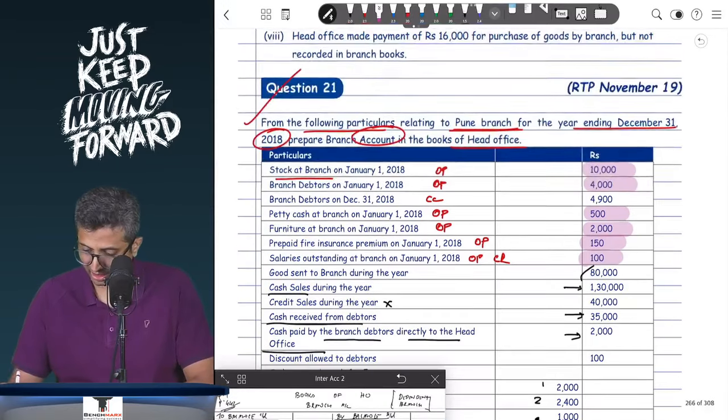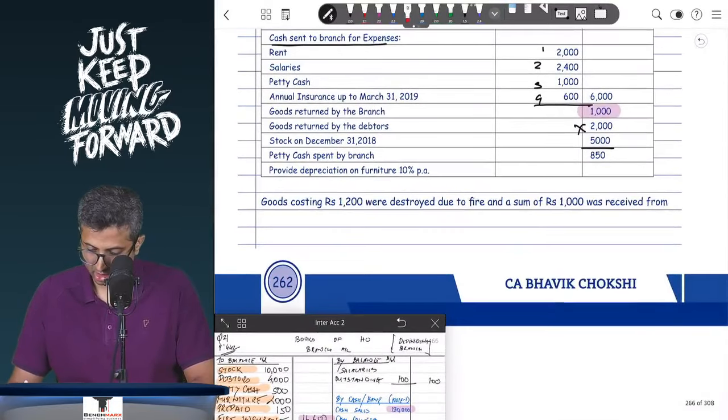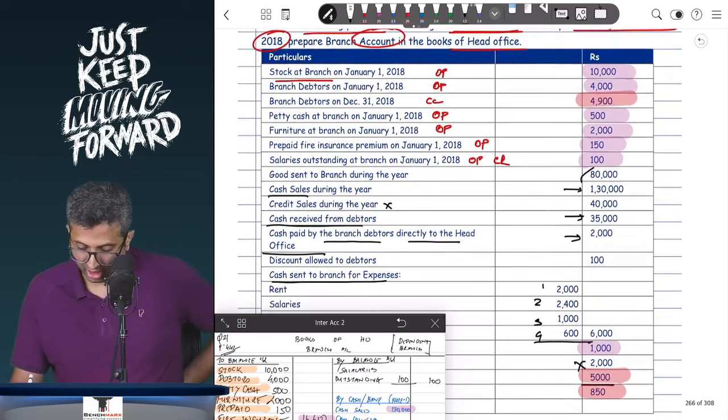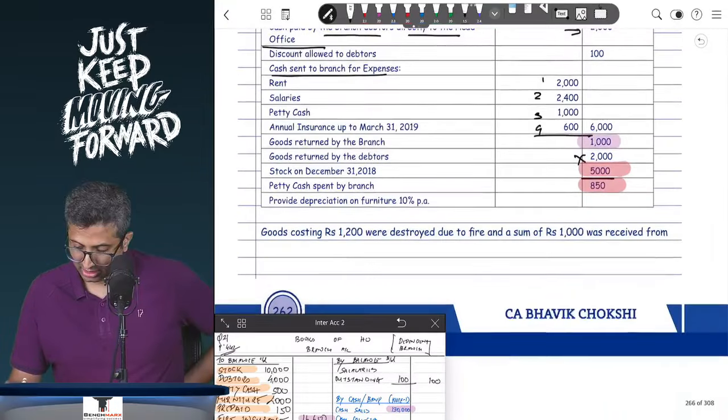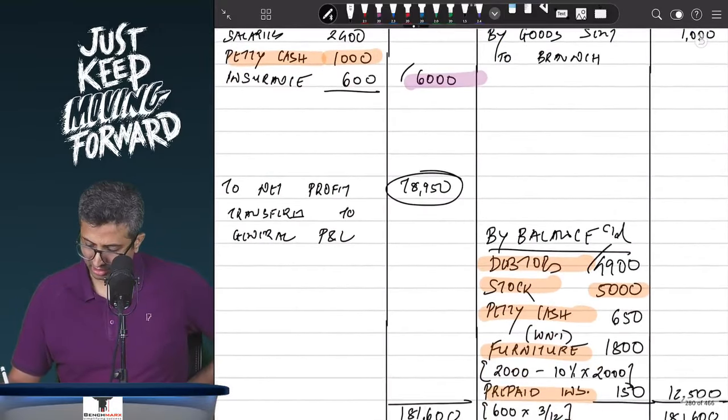So closing में क्या आएगा? 1, if I highlight 1, then you have stock, petty cash spent by the branch. This will help you in calculating the closing petty cash. Your opening petty cash, I think, was 500. Then another 1,000 was supplied, 500 and 1,000. This is 1,500 minus 850 spent. So you are going to be left with 650 of petty cash. Debtors will be 4,900 given. Stock is 5,000 given. Petty cash 650 given.